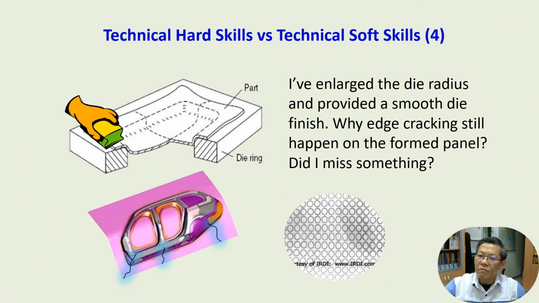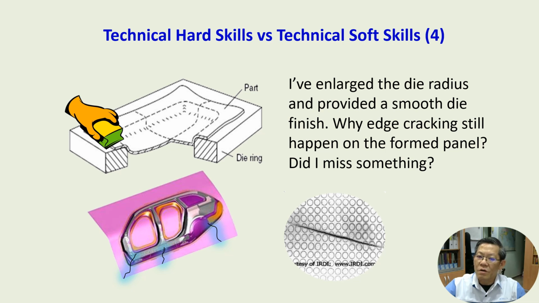For case number 4, the edge cracking tends to recur on the foam door panels. The metal stamper claims he has enlarged the die radius and provided a good polish finish on the die surface, but still cannot solve the problem. Eventually, this has forced the metal stamper to use a larger blank to form a panel so that the cracked edge can be trimmed off by a secondary operation. This has resulted in a higher material and production cost.